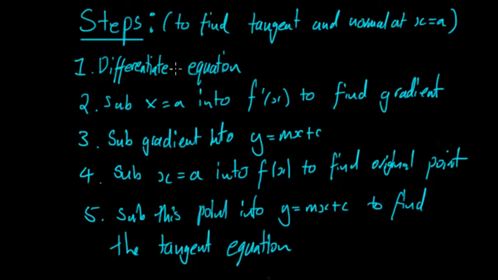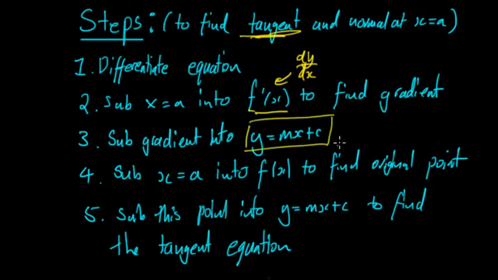So in summary, here are the different steps to find the tangent and normal at a particular point, such as x is equal to a. The first step is always differentiate the equation. Once you differentiate the equation, you can sub x is equal to a into dy dx to find the gradient. Because at the particular point, whatever the gradient is, that is the tangent gradient. So we're looking at the tangent. Then you sub the gradient into y equals mx plus c, because both tangents and normals are linear lines.